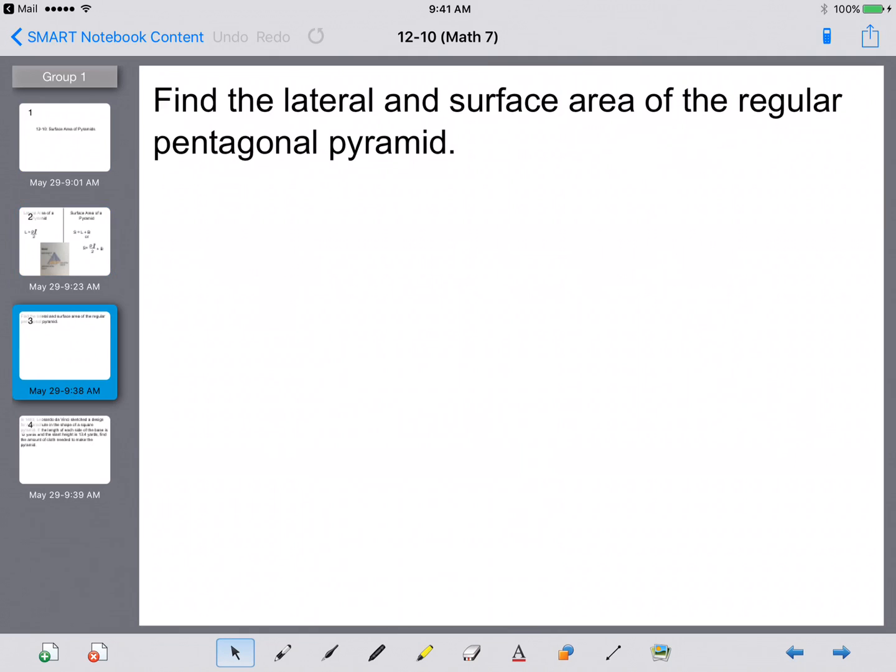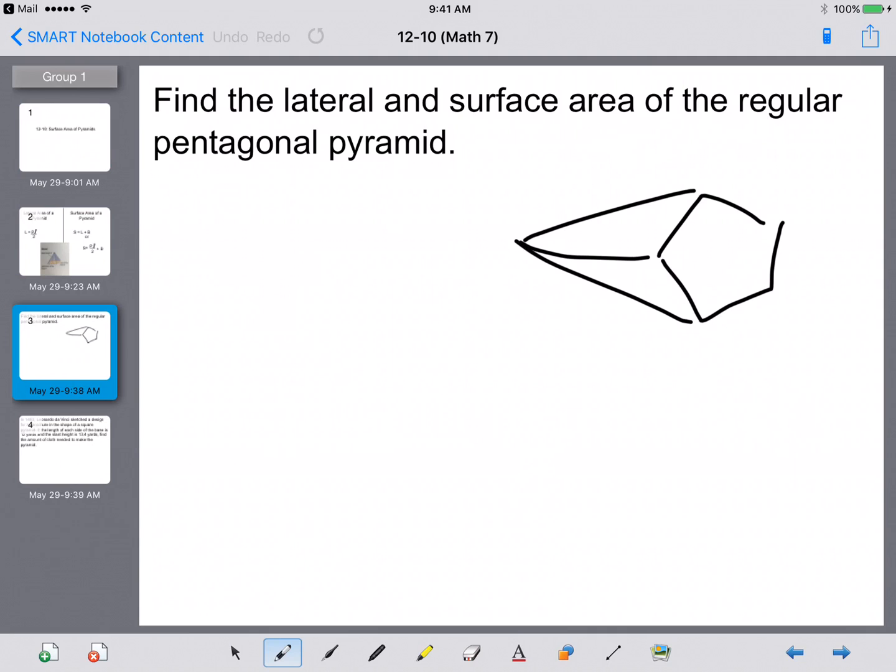So for example here, I didn't draw the pyramid for us, so I'll just draw it in right now. It wants us to find the lateral and total surface area of the regular pentagonal pyramid. So it looks something like this, and they're all coming to a point back there, right? There's our beautiful pentagonal pyramid. Thank you, I'm an artist.